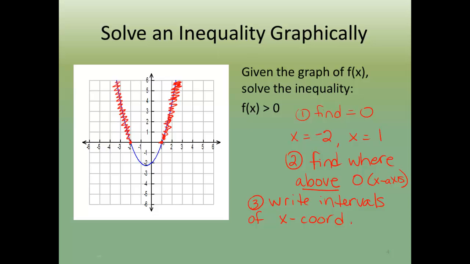And so on the right, the x-coordinate starts at 1, and these x values get bigger, so 1 to infinity. On the left, the x-coordinates start at negative 2 and get smaller. So we're going to write that as negative infinity to negative 2.